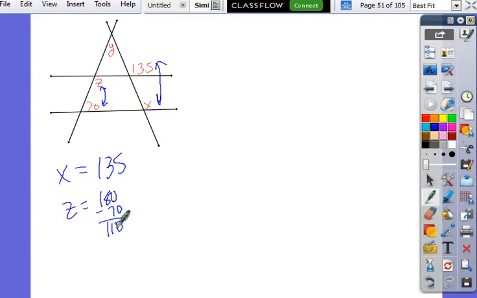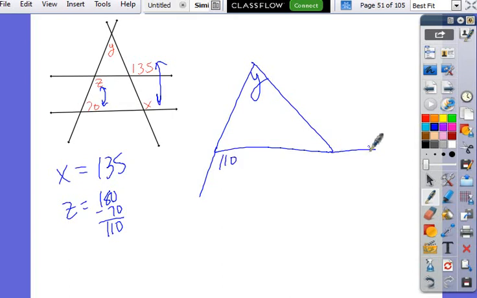Now, a couple people actually had it in here. I'm going to look at it like this. Here's my triangle and Y's at the top. And I know this part right here is 110, and this part right here is 135. There's a line, and a line has to be 180.